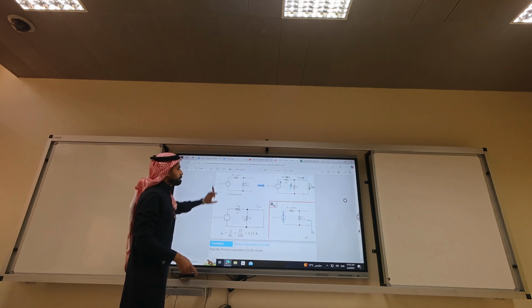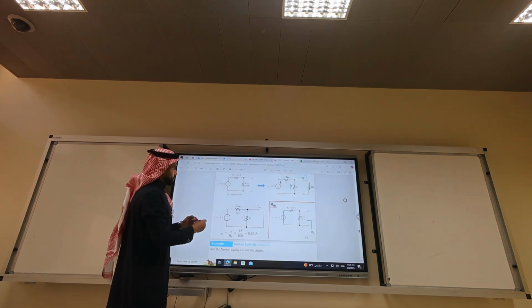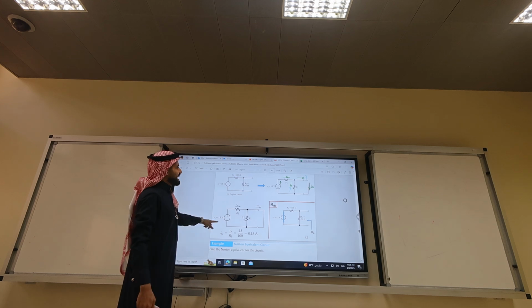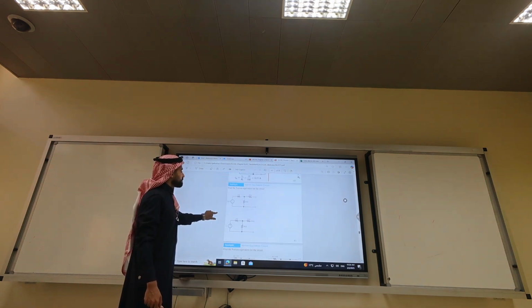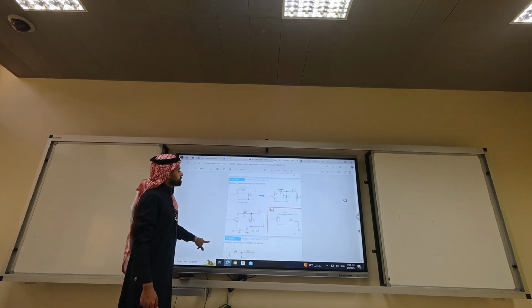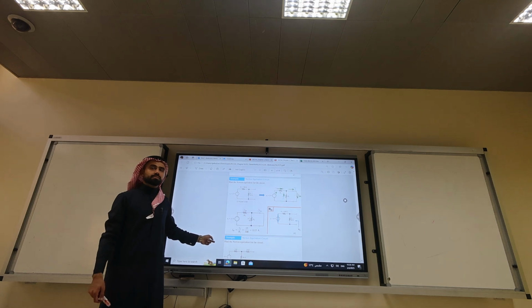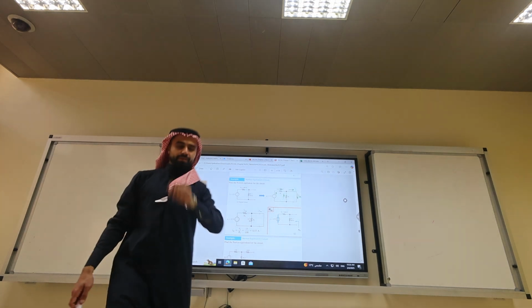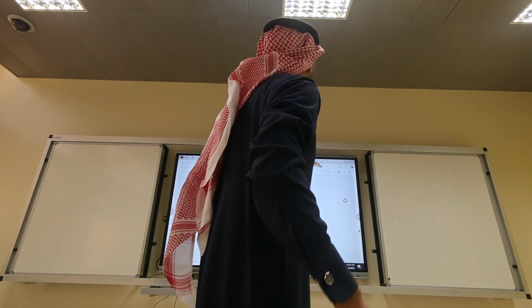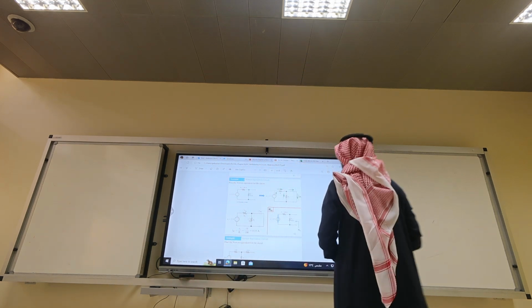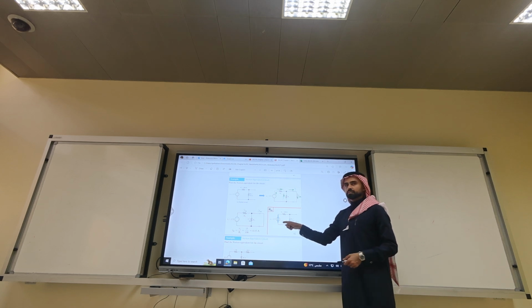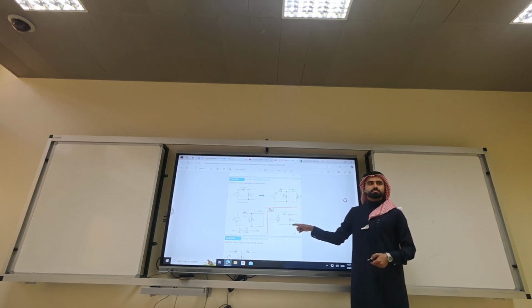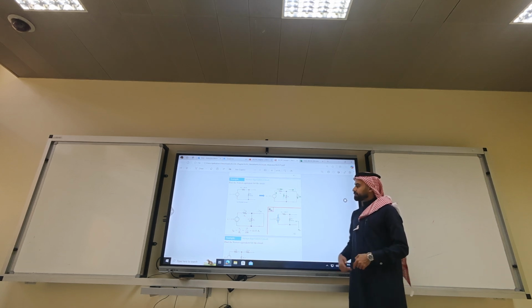Let's do an example. The same example. I'm not going to do the same example, I'm going to use another example. You want to do the same example? Let's do the same example. Again, R Thevenin we already calculated, right? It was 33.3, 50 parallel with 100.